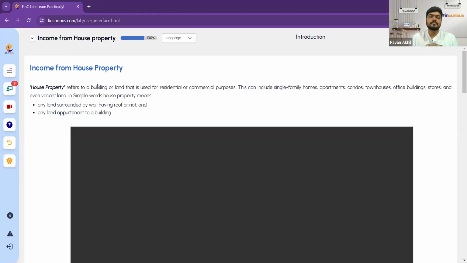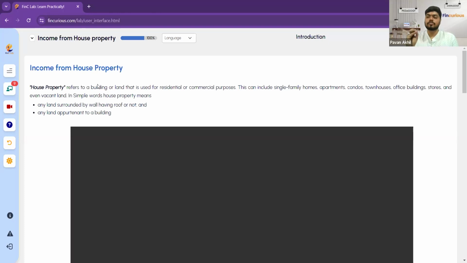As I told you earlier, what is house property? It simply refers to a building or a land that is used for either residential purpose or commercial purpose. What do you mean by residential purpose? When a family stays in that particular house, it is called a residential purpose. And when people are doing commercial activities, like a company is registered there or any business activities are going on in that particular place, then it is called commercial purpose.